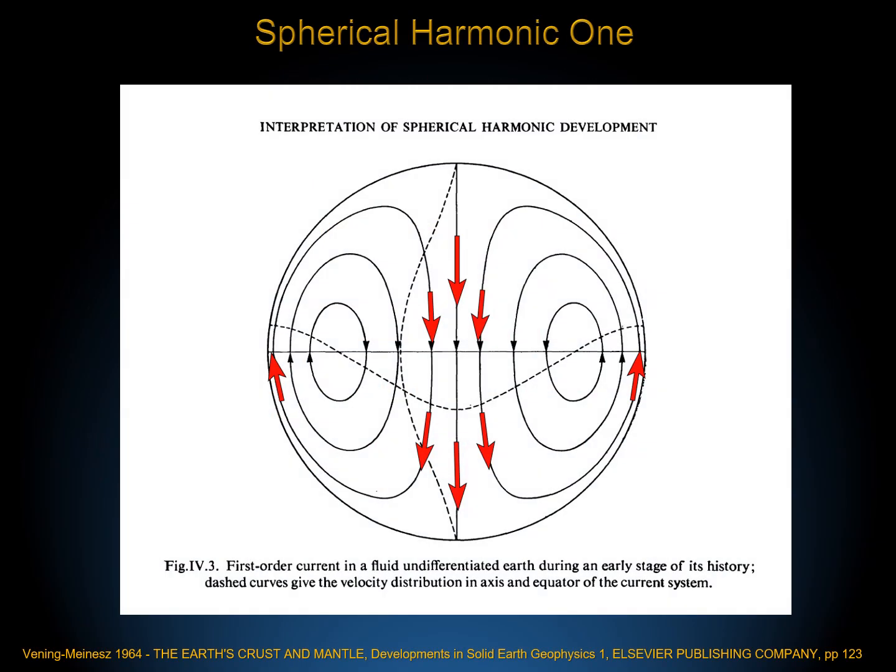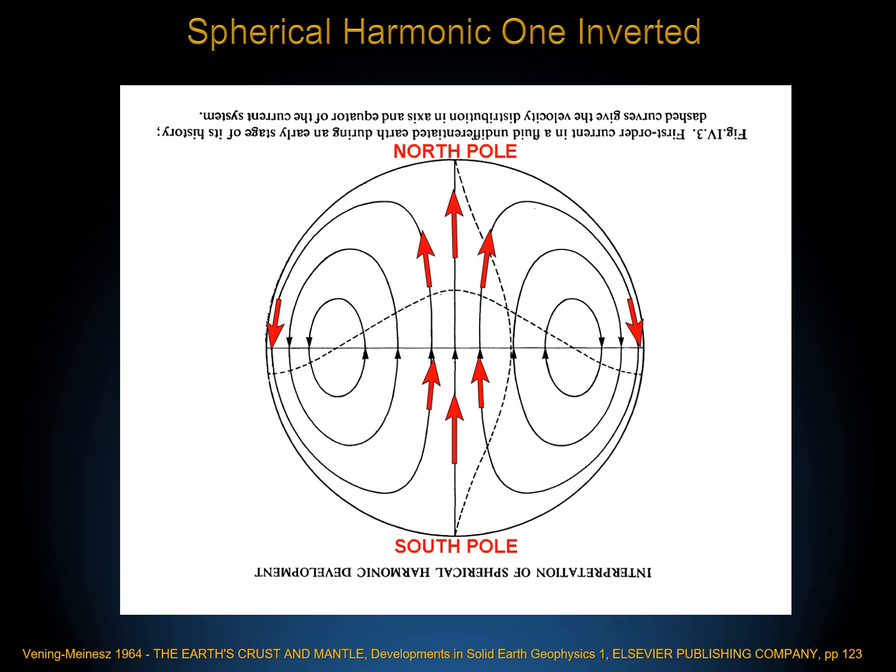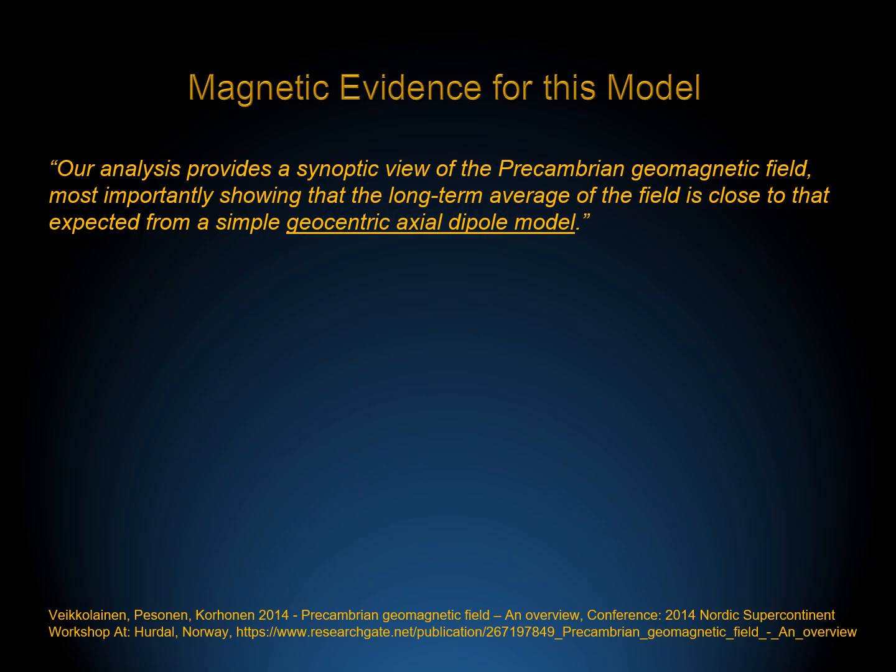Here is spherical harmonic 1 as presented by Vening Meinesz, 1964. The red arrows indicate the direction of mantle flow. Here is a more likely orientation of spherical harmonic 1. Magnetic evidence for this model is presented by Veikkolainen et al.